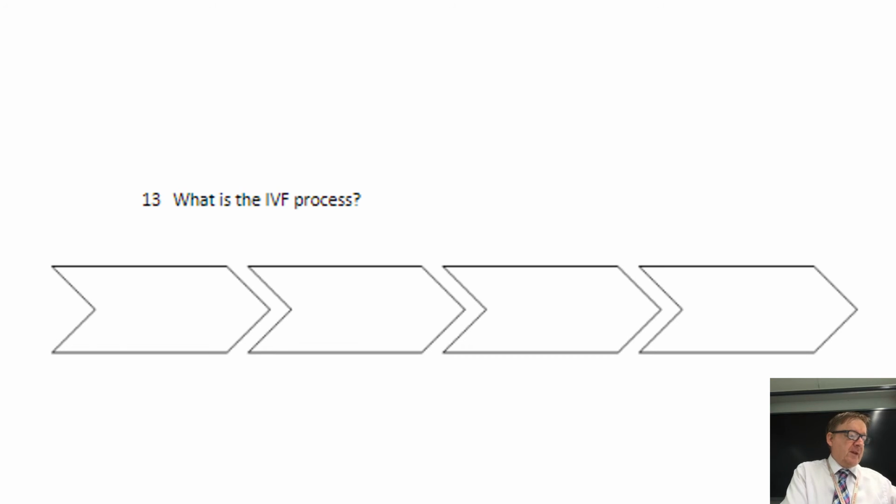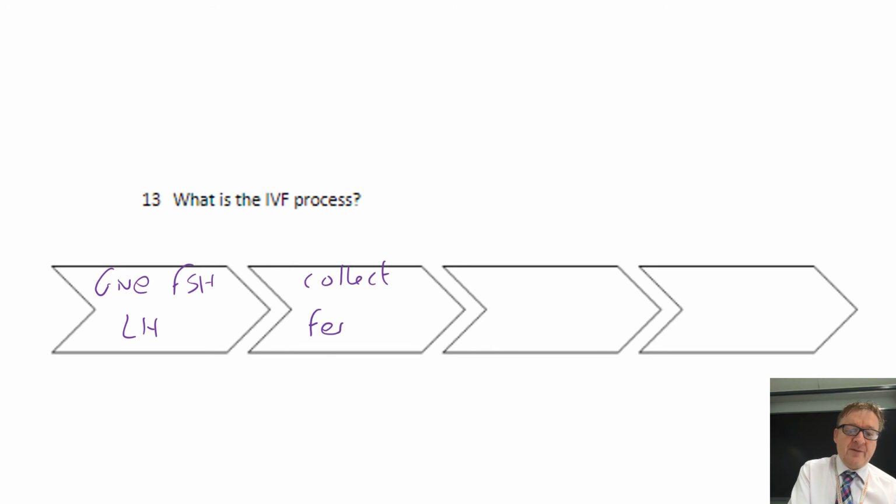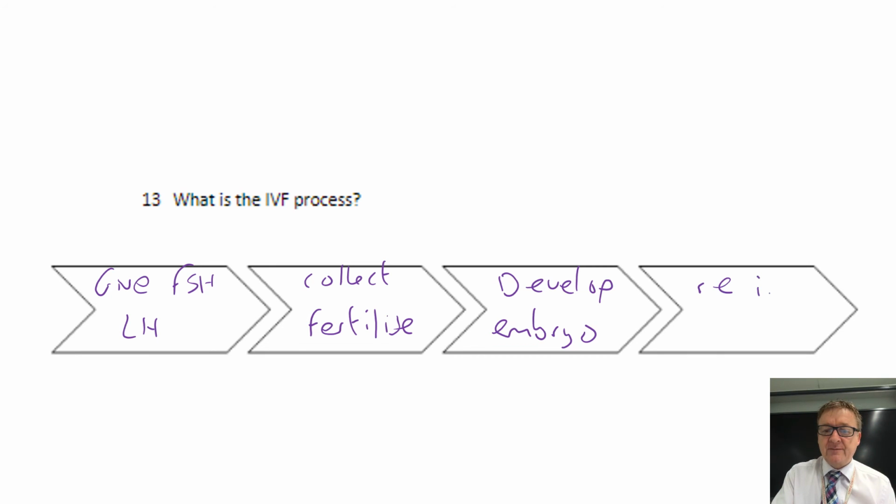Question number 13, IVF. In vitro fertilization, which basically means in glass fertilization. Somebody is given FSH and LH. Then eggs are produced. You collect the eggs and they are then fertilized. Then you allow them to develop into an embryo, and then you reinsert. If you make 8 eggs at the start, they'll probably reinsert just 2, because you don't want too many eggs in there.